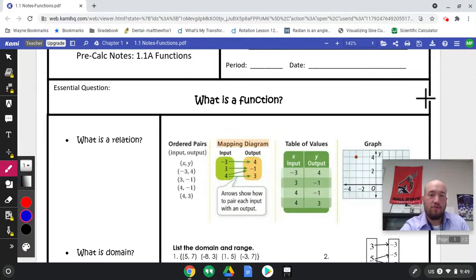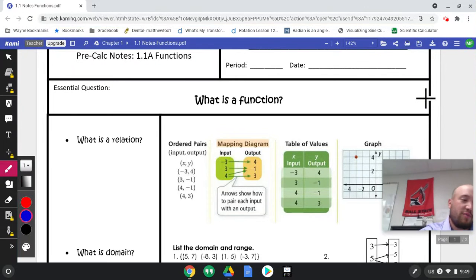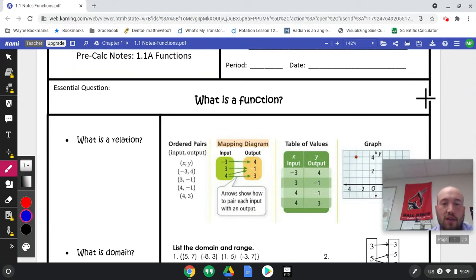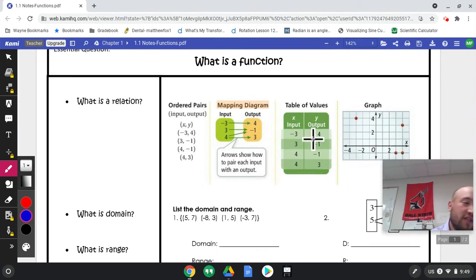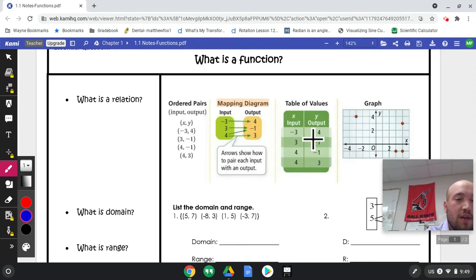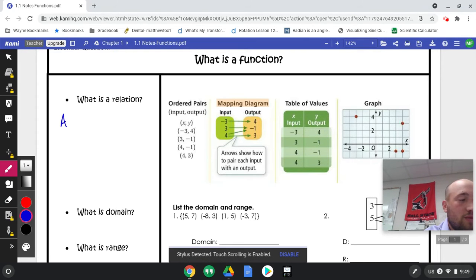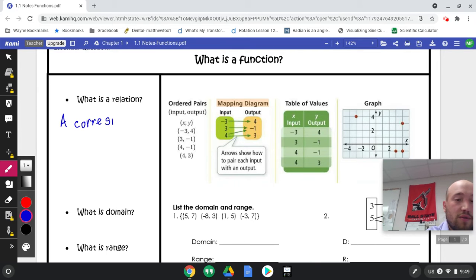Today we are starting our new chapter, and we're going to begin by talking about functions. However, first let's talk about something called a relation. This is just going to be a correspondence between two sets. When I say a correspondence, I mean some sort of relationship. One leads to the other.